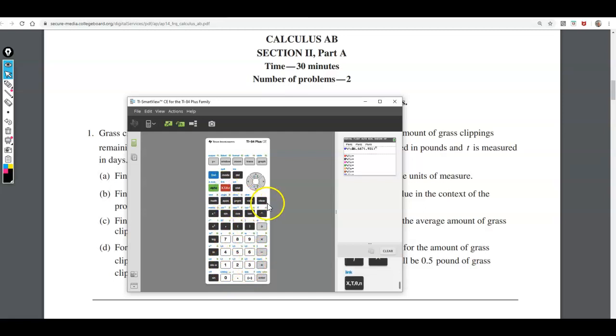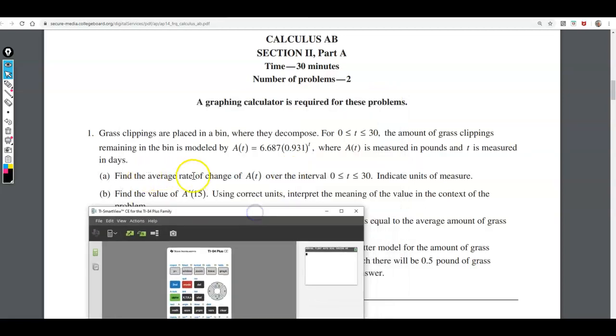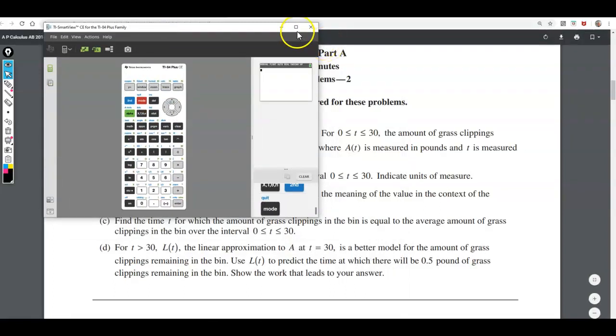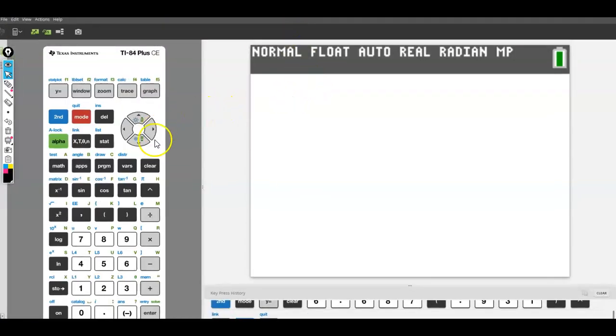Which we're just going to use x for that. We're going to go back to the home screen now. And the problem's asking us to find A prime of 15. So what that means is we're going to basically be finding the derivative value at x equals 15.